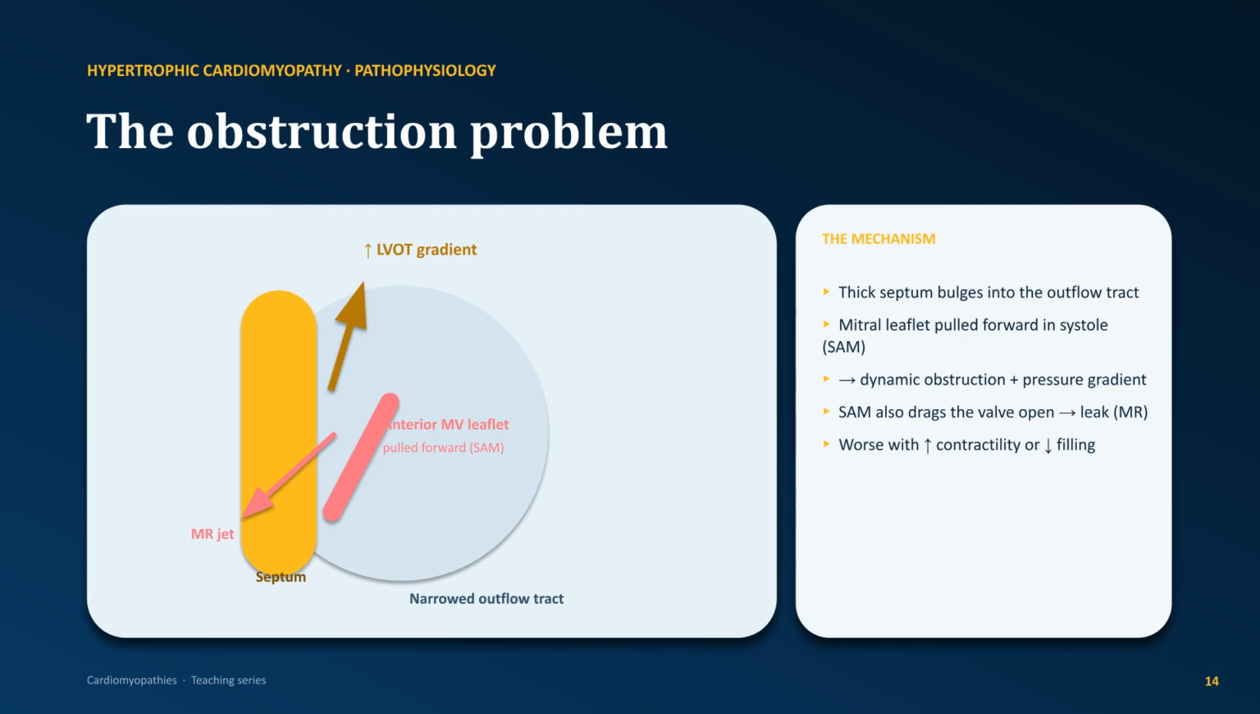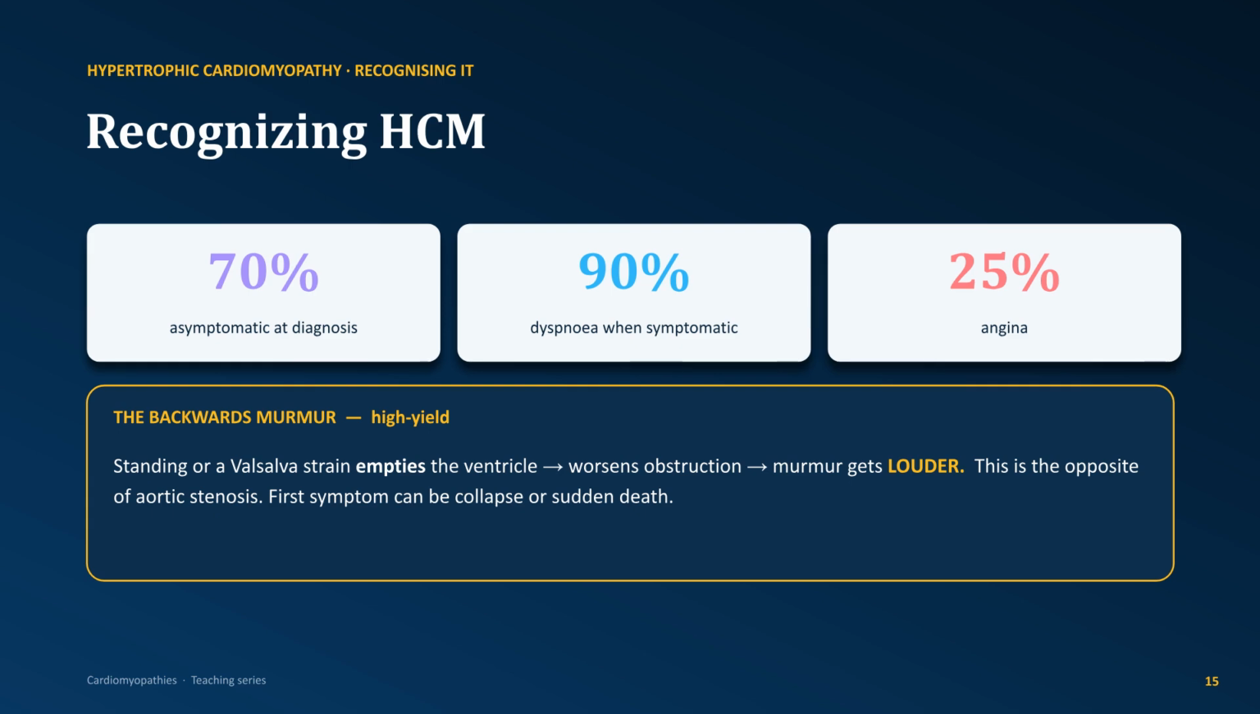This process is dynamic and worsens when the ventricle empties, such as during increased contractility or decreased filling. Recognizing hypertrophic cardiomyopathy is crucial. While many patients are asymptomatic, others experience dyspnea or angina. A vital high-yield finding is the murmur, which paradoxically grows louder when the ventricle is emptied, such as during a Valsalva maneuver, unlike the behavior of aortic stenosis.